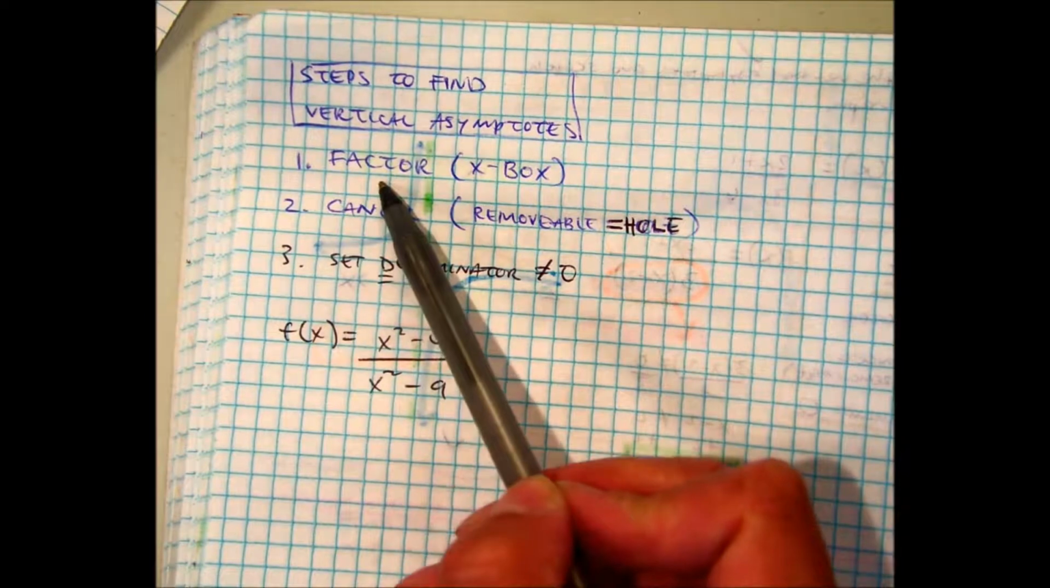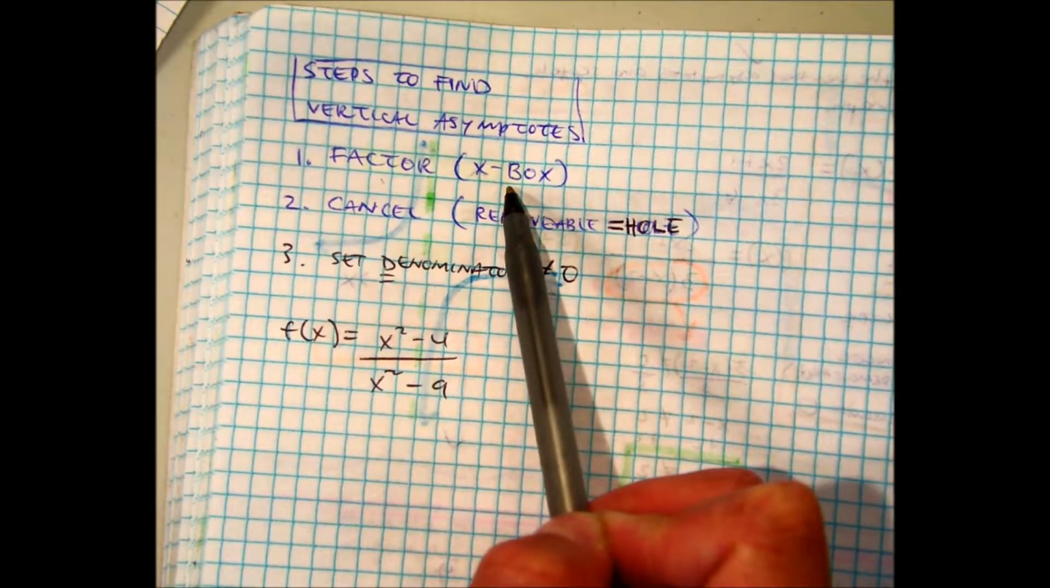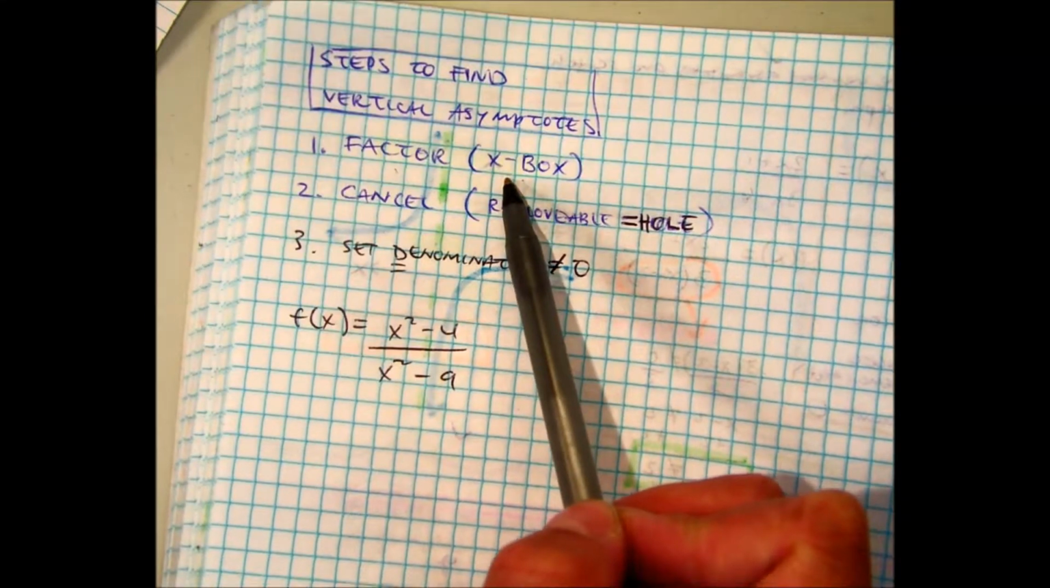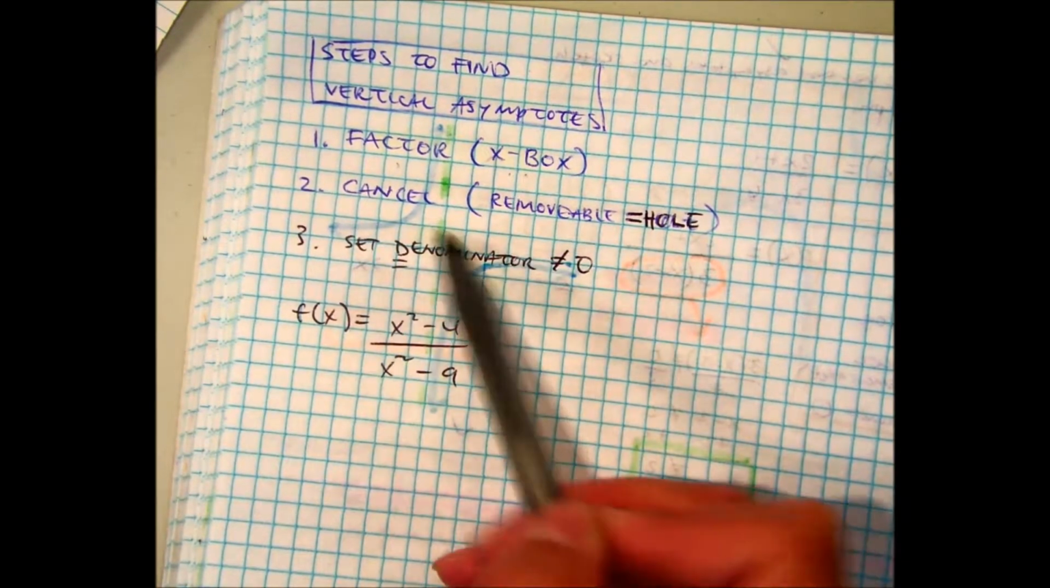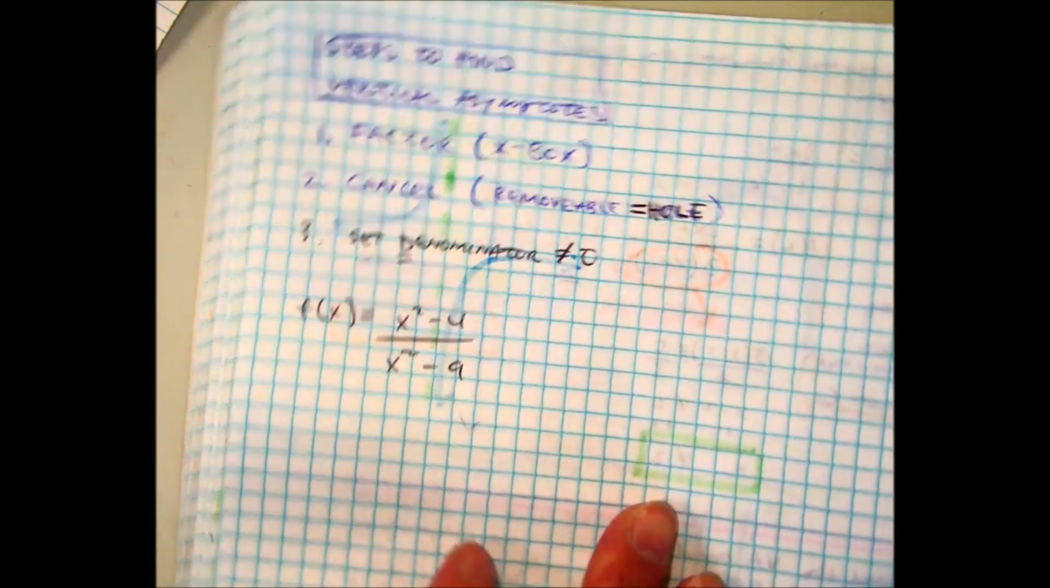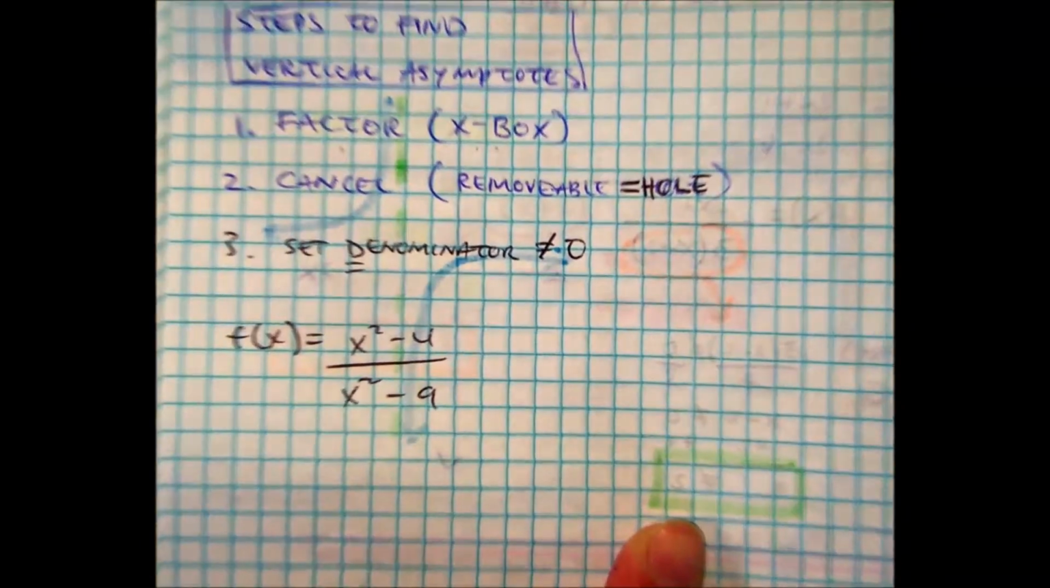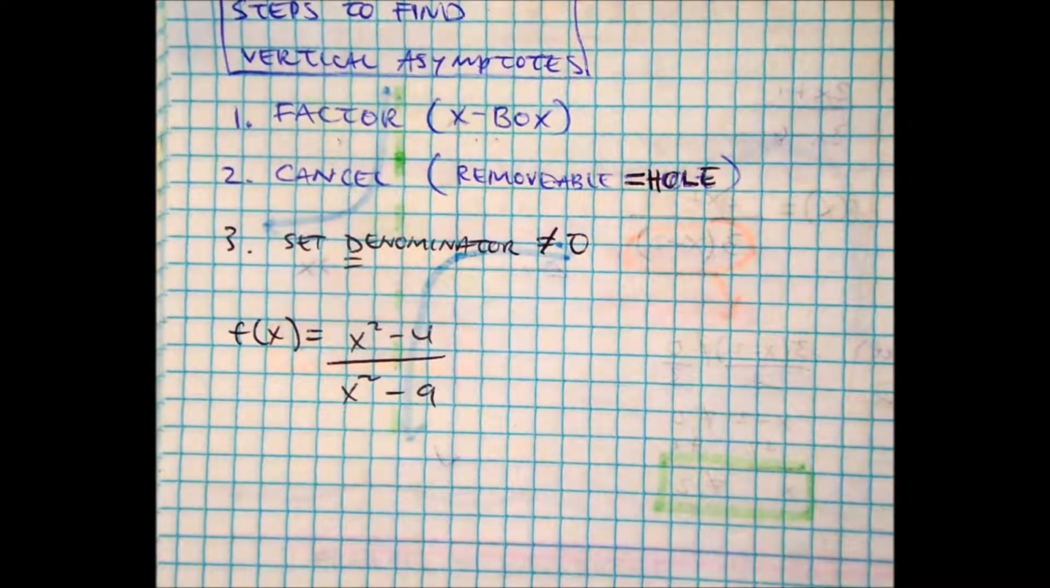Alright, the steps to find a vertical asymptote: we're first going to factor it, and I'll model one problem for you with the box, but some of you don't need to use a structure. You can just think of those in your head. Then we're going to see if anything cancels, and if it does, then it's a removable discontinuity, or a hole. And then lastly, we're going to set the denominator not equal to 0.